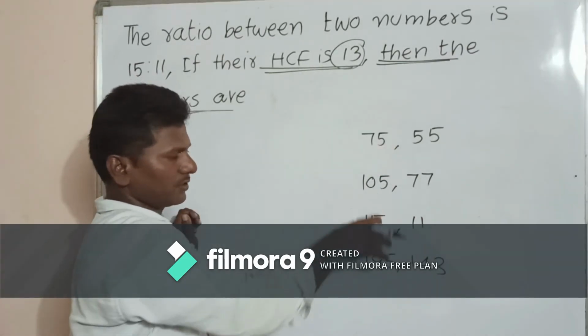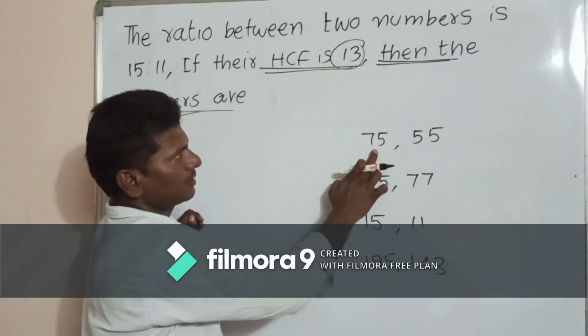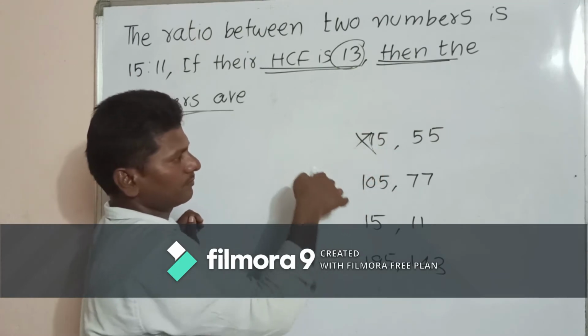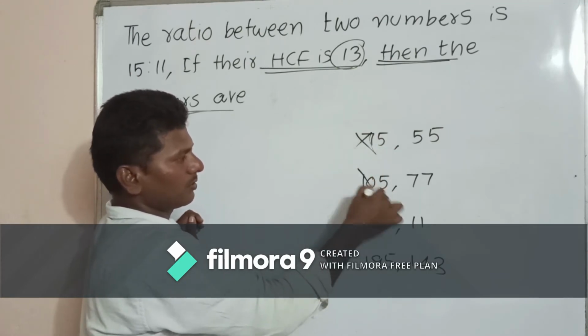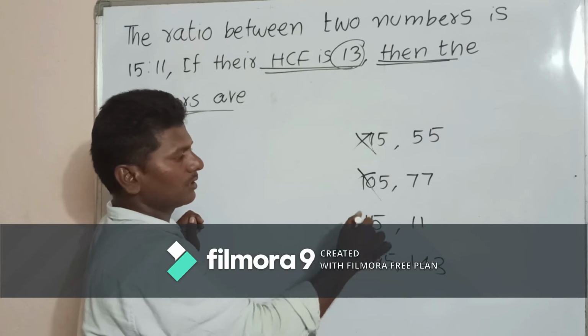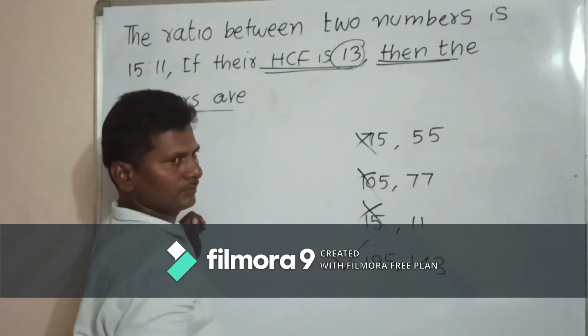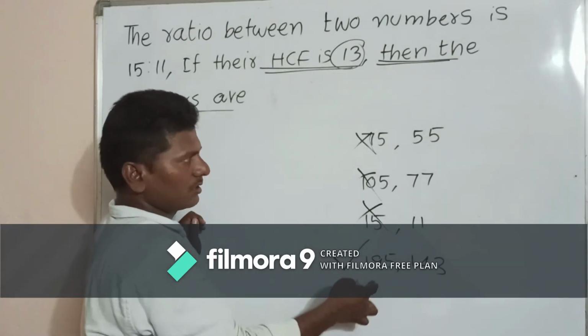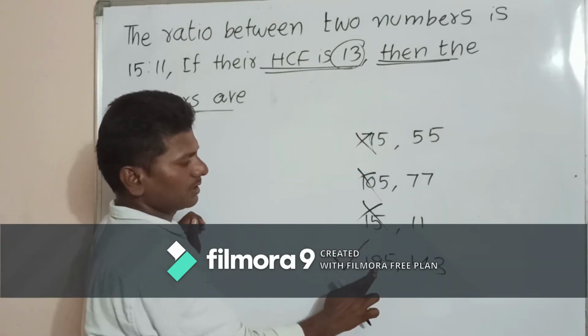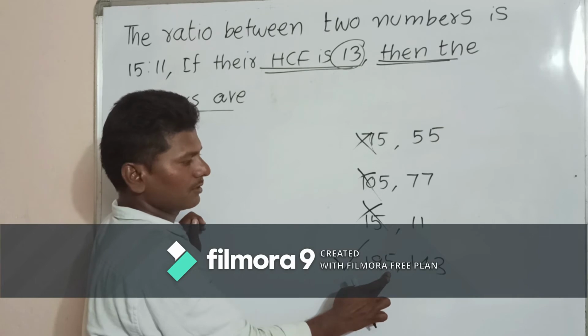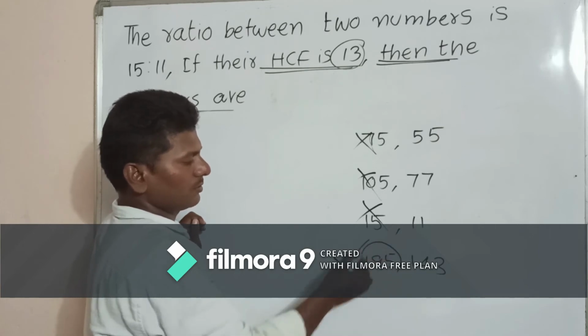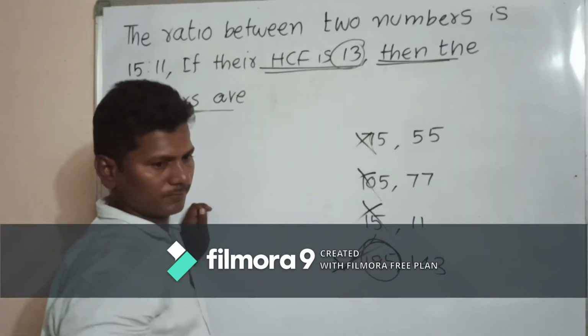First I am checking the first column. This is not divisible by 13, so wrong answer. This is not divisible by 13, so wrong answer. This is not divisible by 13, so wrong answer. So the last is the right answer. We can check this: 13 1s are 13, 6 is left, 65, it becomes 13 5s are 65. So this is my correct answer.